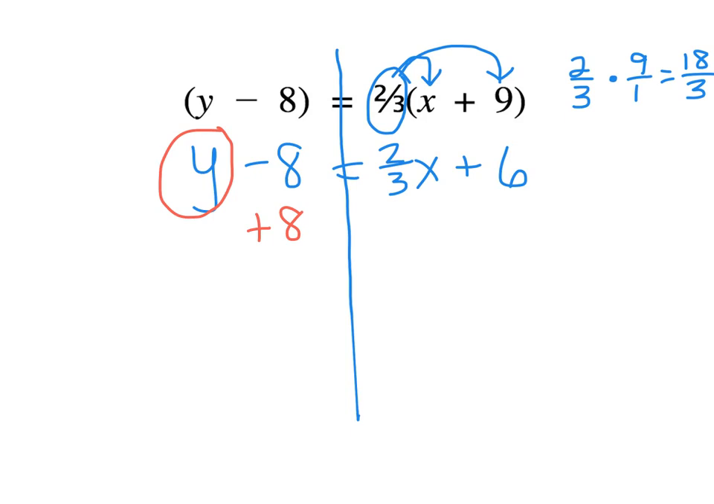This time I have a like term on the right side. My 6 is a constant. It doesn't have a variable either. So I'm going to put my 8 underneath my 6. I've got my like terms lined up.